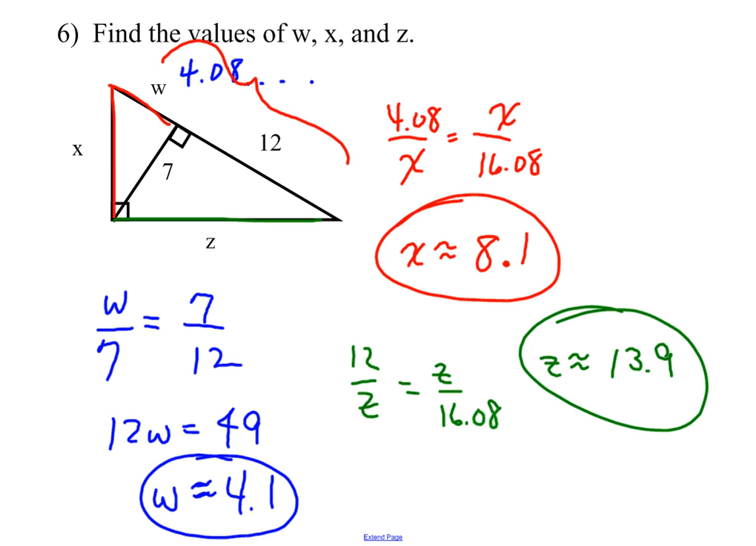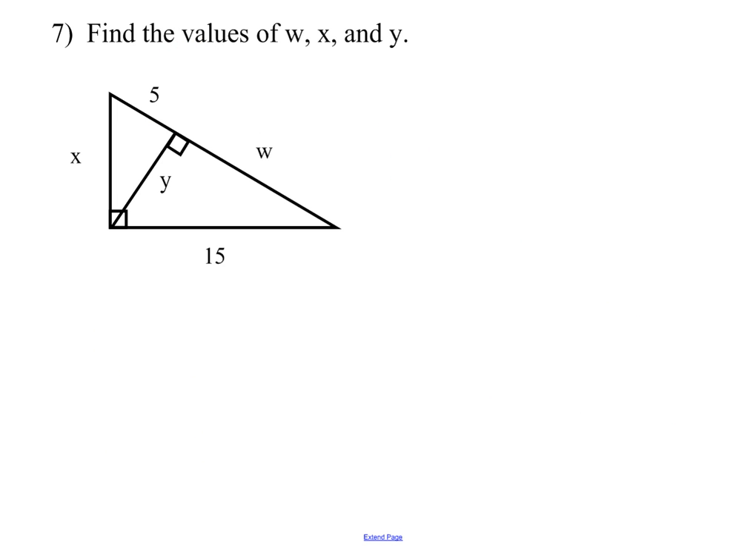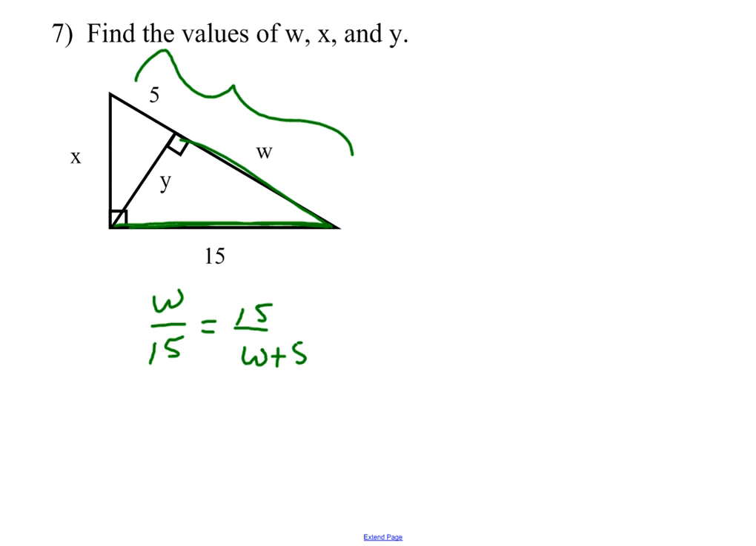I have another problem. I'm not going to take the time to go through it at this moment. I'll just show it to you. When you set this problem up, because the 15 is the geometric mean, it's the geometric mean between the w and the whole thing. This gets a little more complicated now. When we cross multiply here, I get w times the w plus 5 equals 225.